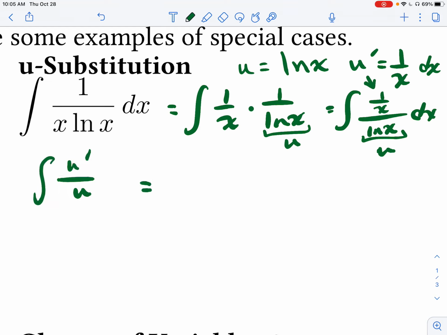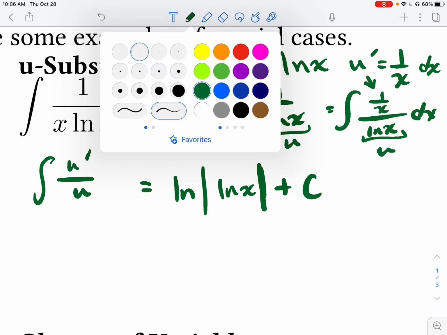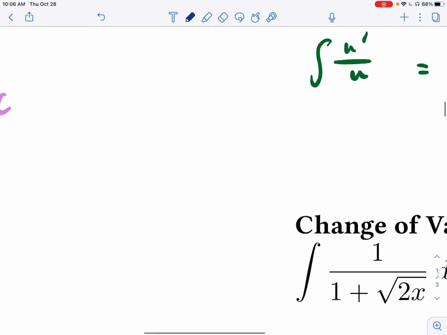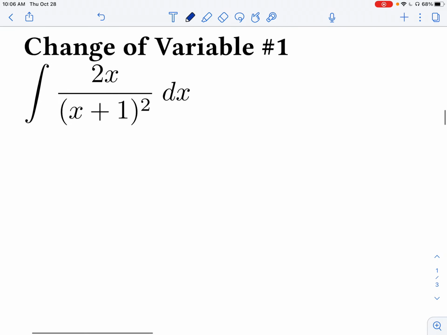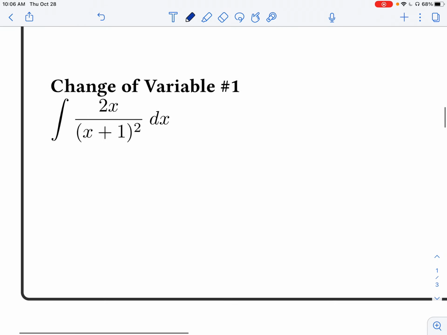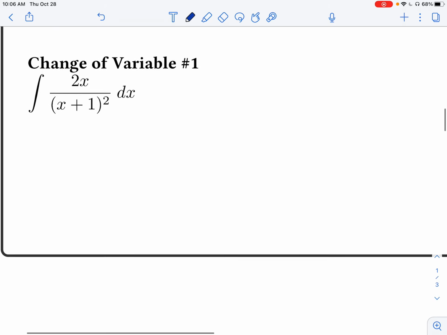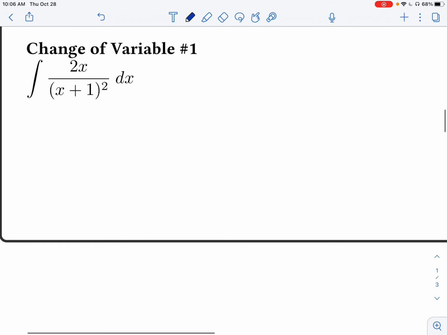So this would indeed be the natural log, where our argument now, what we're taking the absolute value of, is u, which is the natural log of x. Make that a little bit more obvious, plus c. All right? Okay, let's try another type of problem that's similar to U substitution, but we're going to have to change a variable here. So let me make sure I have enough space to work with this one. Okay. All right, so let's take a look at this one.